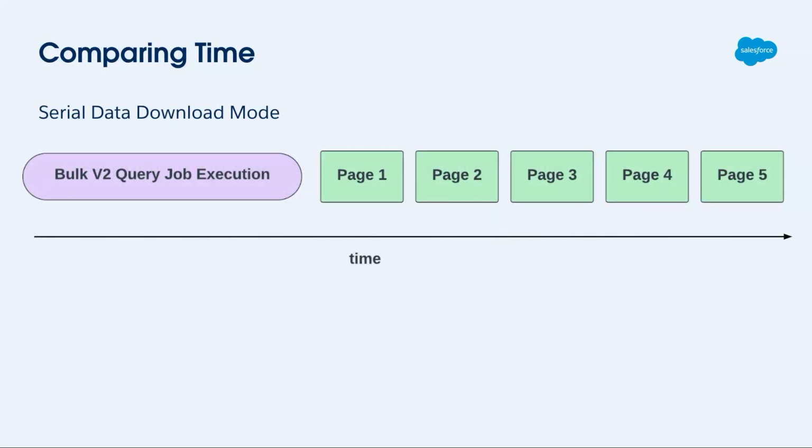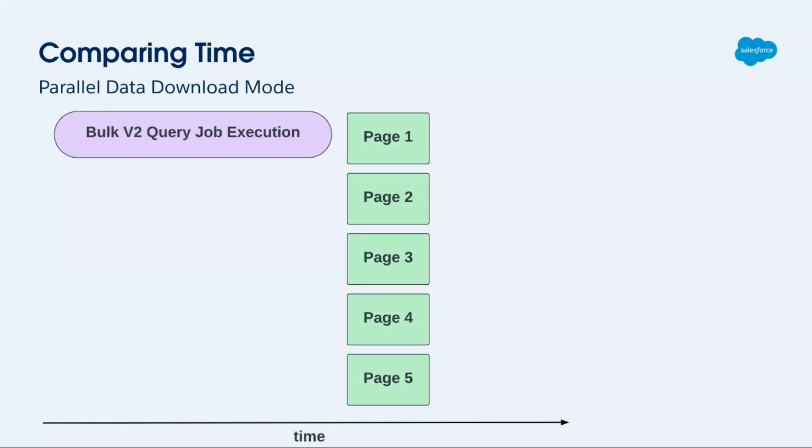Now to put the 3 different download mechanisms in perspective, the serial data download mode, which is how you download results today, is how you can imagine it to be. Bulk V2 query job execution. Once it's complete, you start downloading your result pages, 1 page at a time. And this is the total amount of time it takes for you to download all the records for your job.